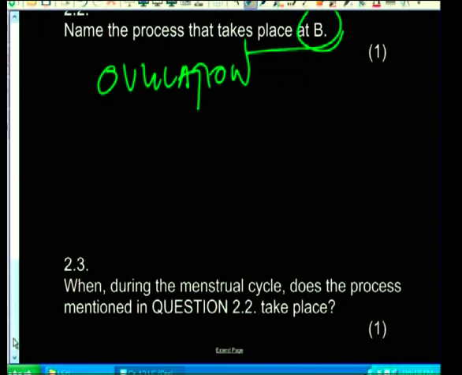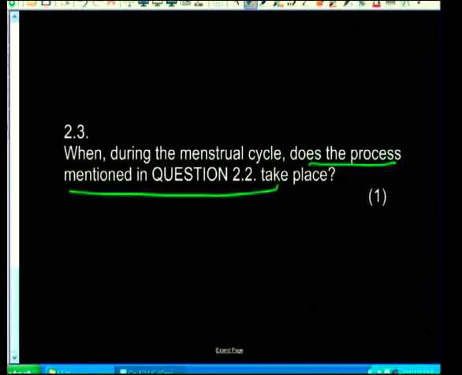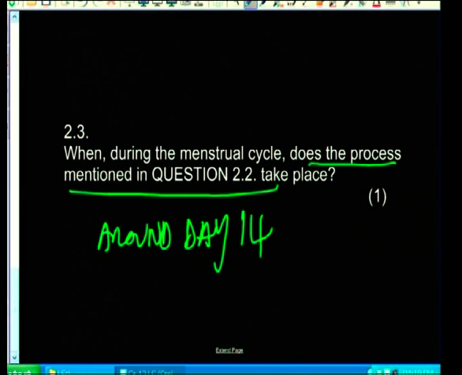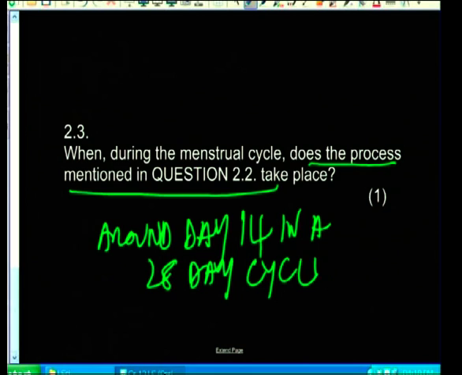When during the menstrual cycle does the process mentioned in question 2.2 take place? Around, we just answered that just now, day 14 in a 28-day cycle. The mark is not given for the 28-day cycle, it's just given for day 14. It's only one mark. I'm including that so that you understand what we are talking about. It will not always happen on day 14, by the way, even in a 28-day cycle, usually. All right?